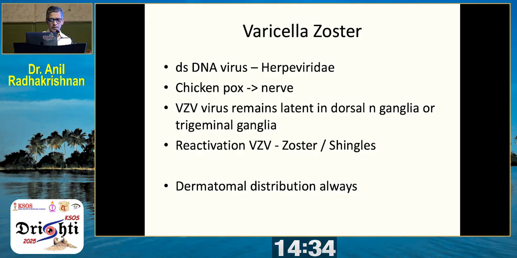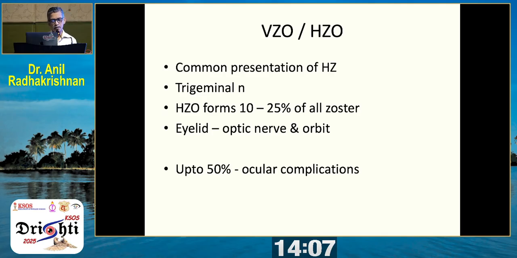Varicella zoster, as we mentioned multiple times in the last 3-4 talks, is a double-stranded DNA virus belonging to the herpes group of viruses. The chickenpox virus remains dormant in the ganglia, and it gets reactivated. The prevalence of varicella zoster has increased for some reason, and now the shingles vaccine has also come. I'll touch upon that later. More commonly it is called herpes zoster ophthalmicus, which is a common presentation.